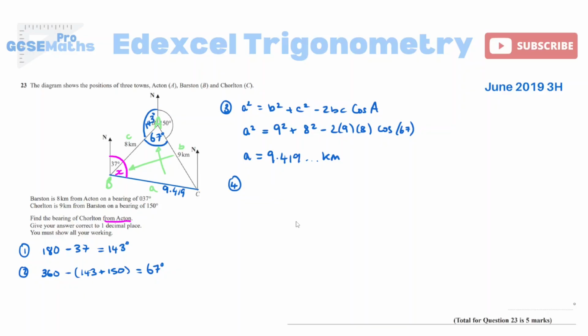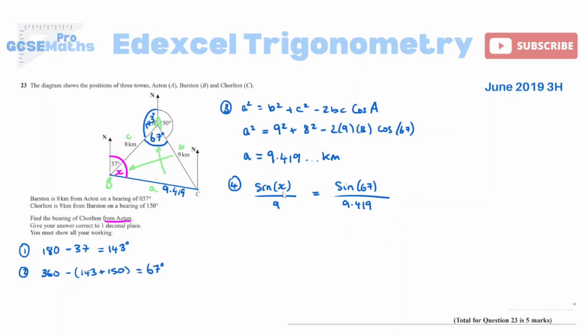With sine rule, you put at the top of the fraction whatever you're looking for. So we're looking for an angle, so all the angles will go at the top. So here we've got sine x, because we don't know what the angle is, over the side 9 kilometers. Obviously, angles always go with sin, cos, or tan, right? So sine of this angle, which is 67, over this side, which I'm going to write down as 9.419, but in my calculator I'm going to copy the number so I don't miss any digits.